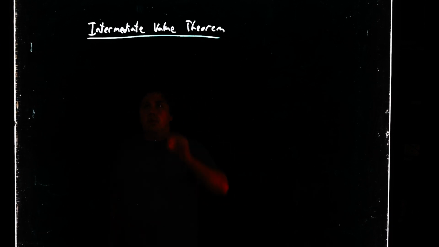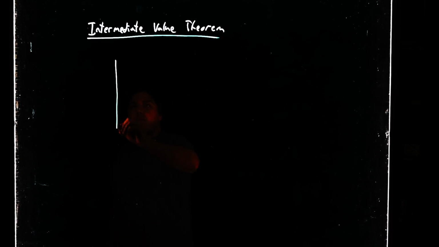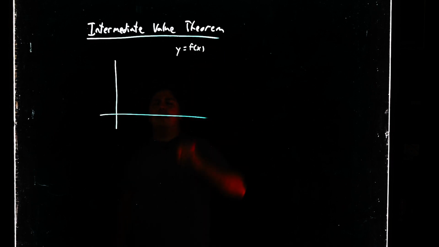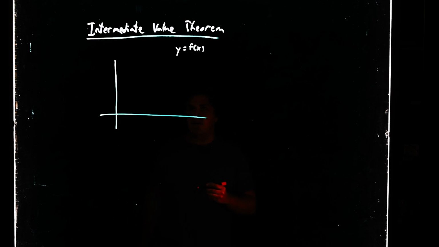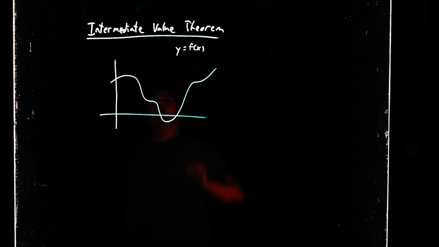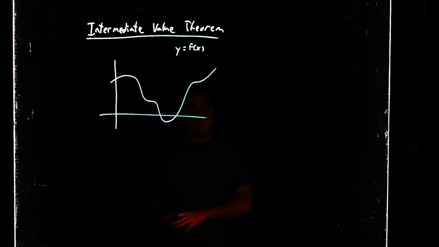So for example, let's say that I have a function y is equal to f of x that's continuous. Well, what does a continuous function look like? Notably, and this is sort of a vague statement, it's something that you can draw without your pen leaving the board.